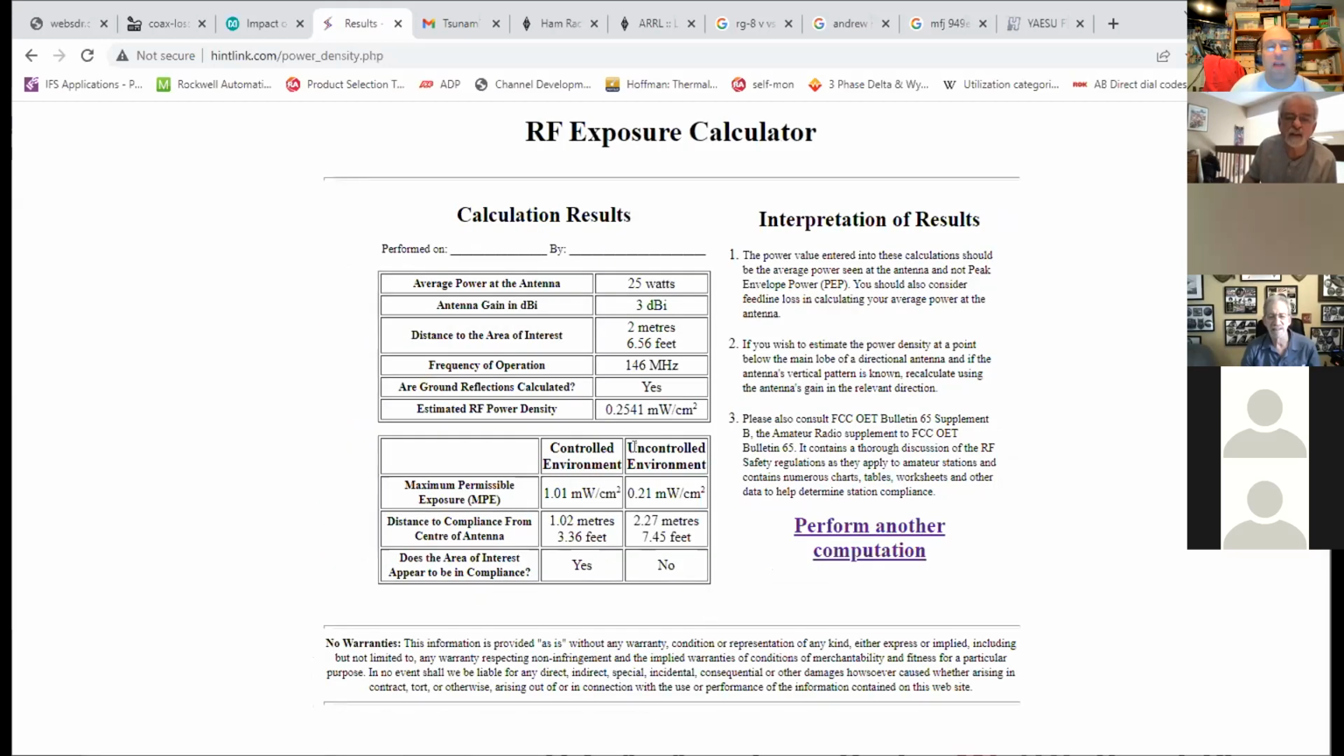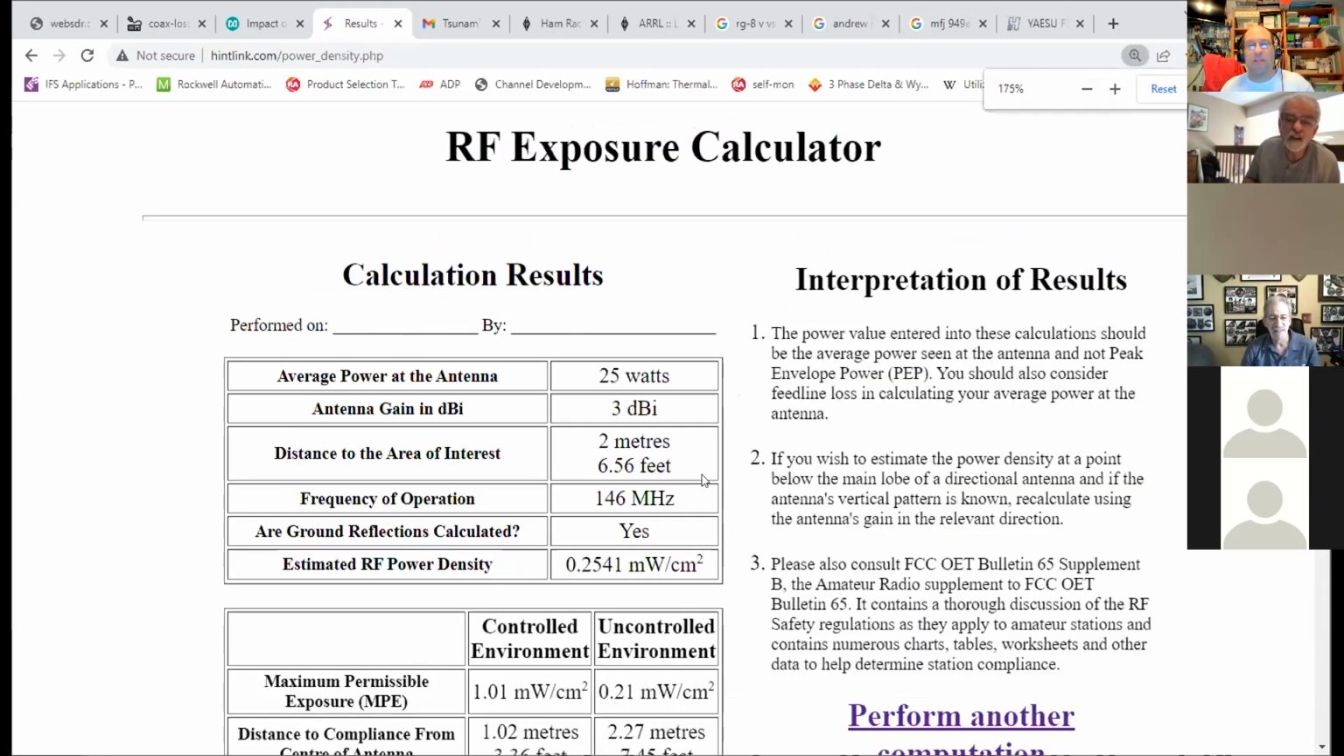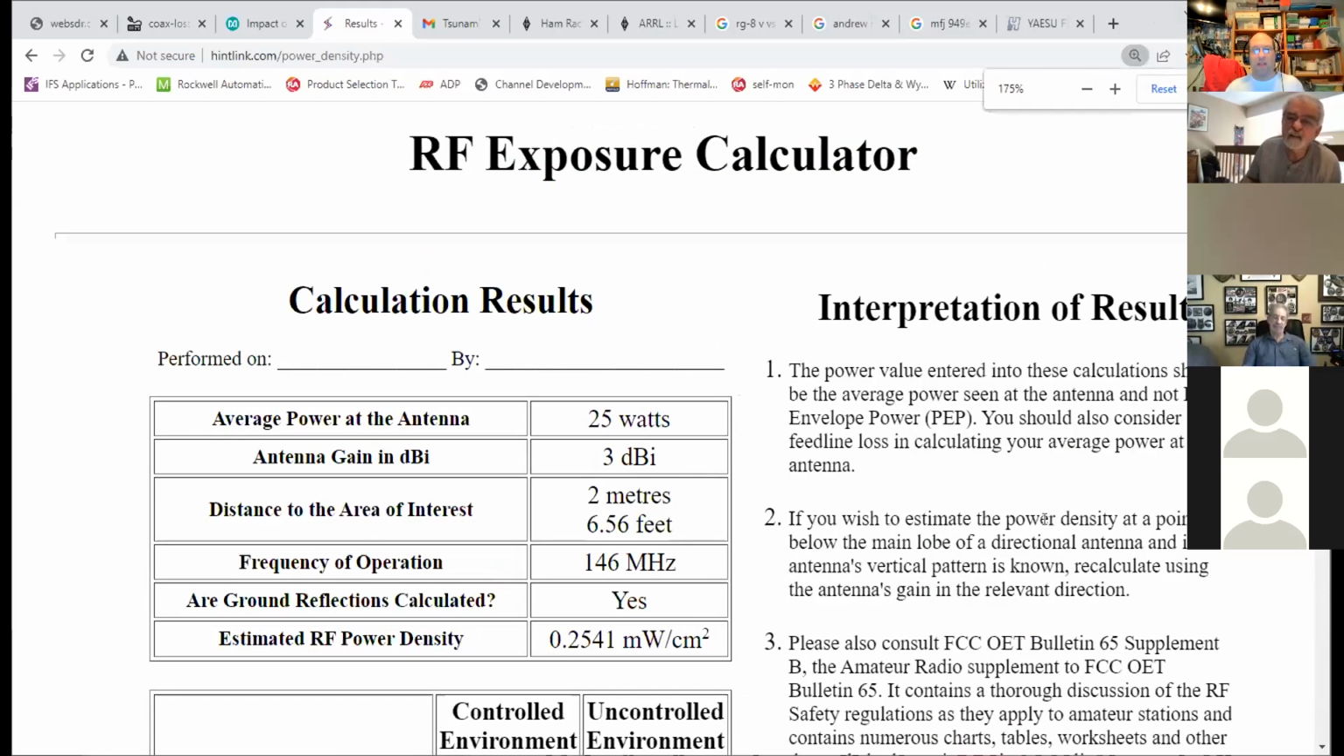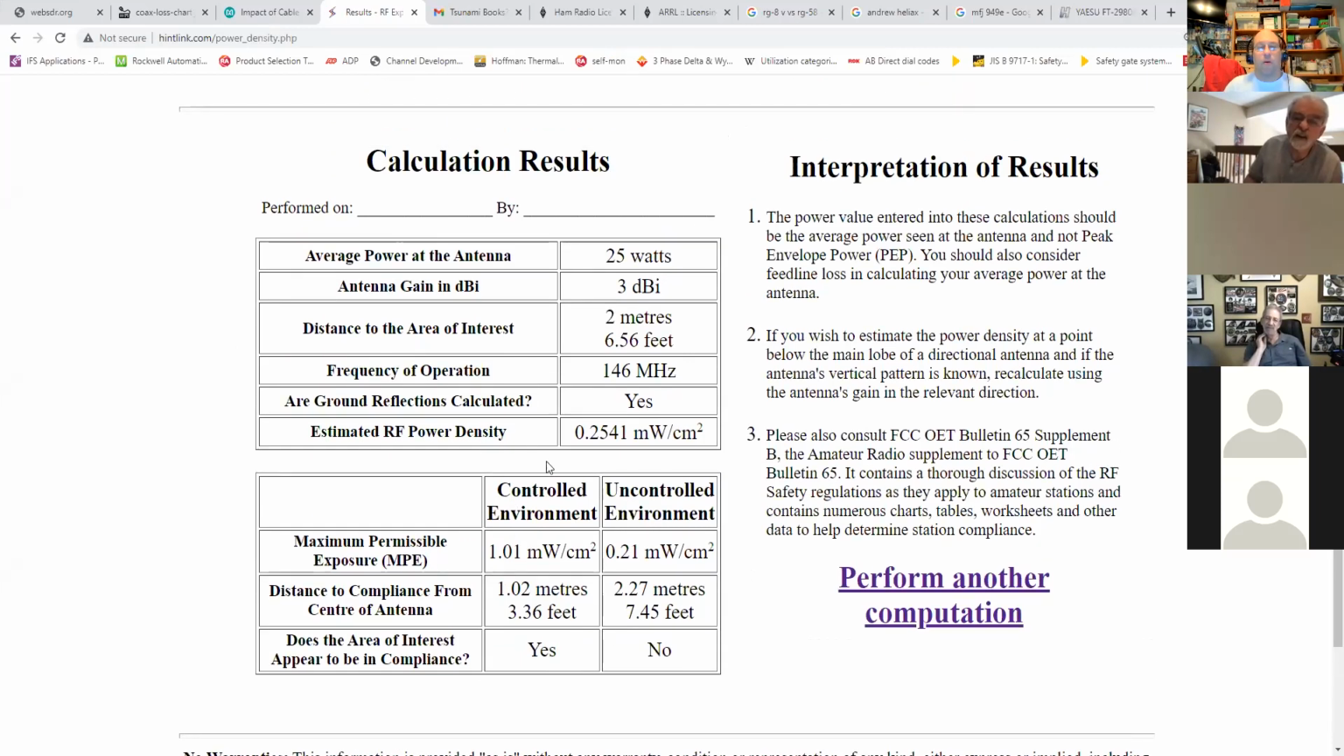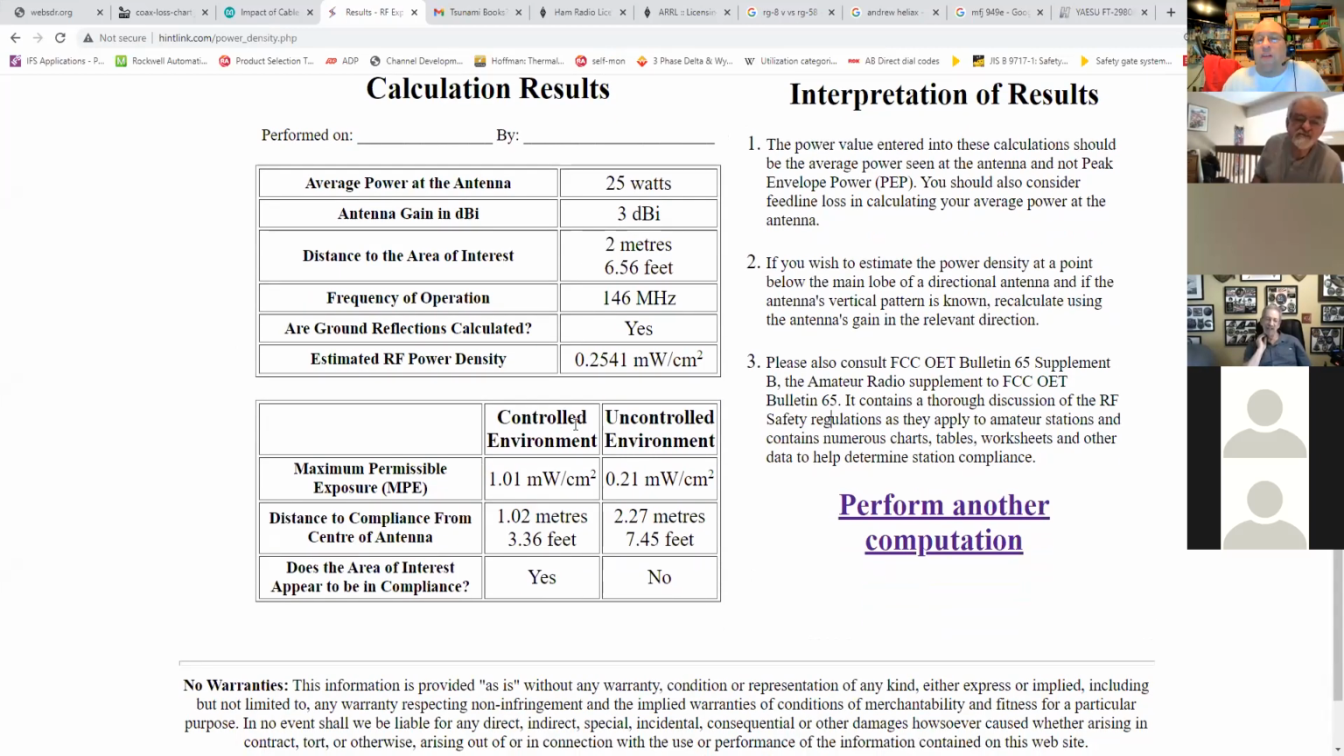What we find is that, given the parameters that we put in, we have an estimated power density of 0.2541 milliwatts per centimeter squared. Can everybody see that okay, or should I zoom in a little bit? Let's make it bigger. Now what this also means is that given the numbers in FCC Bulletin OET 65 Supplement B, here are the safety limits for a controlled environment. So we're well within the limits for a controlled environment.